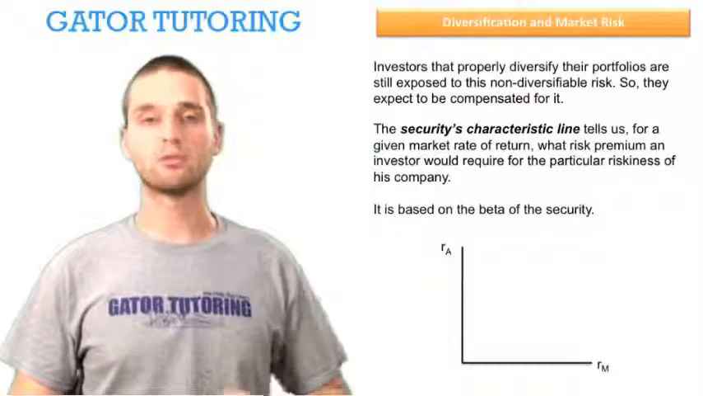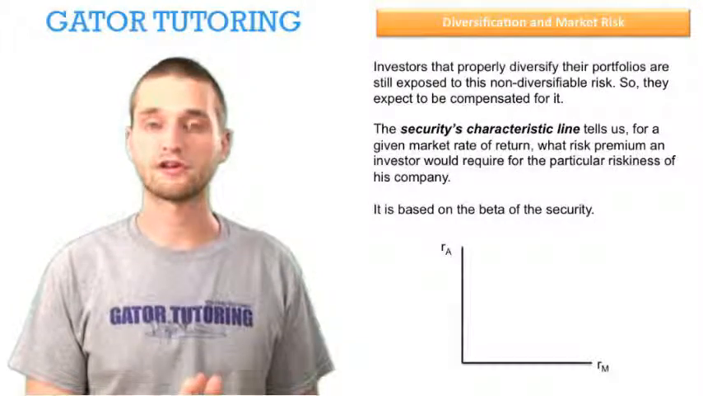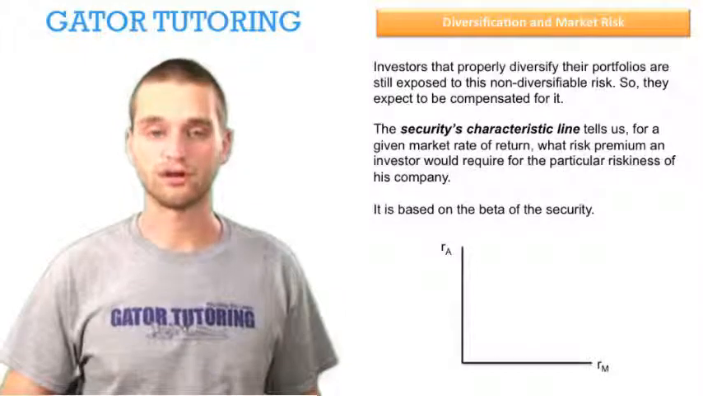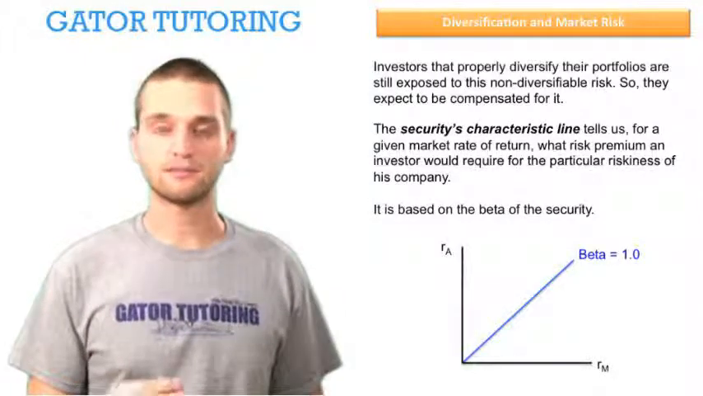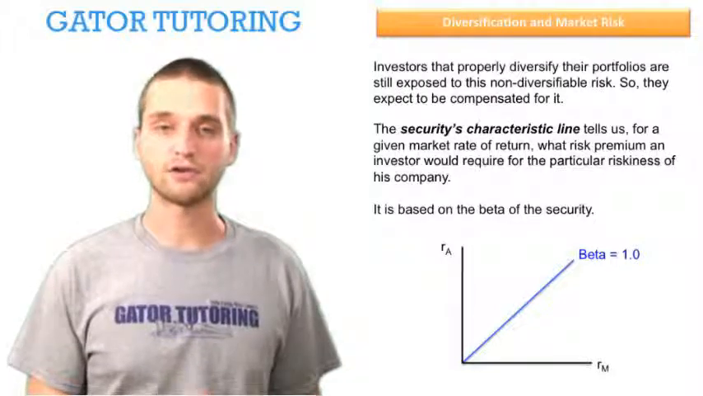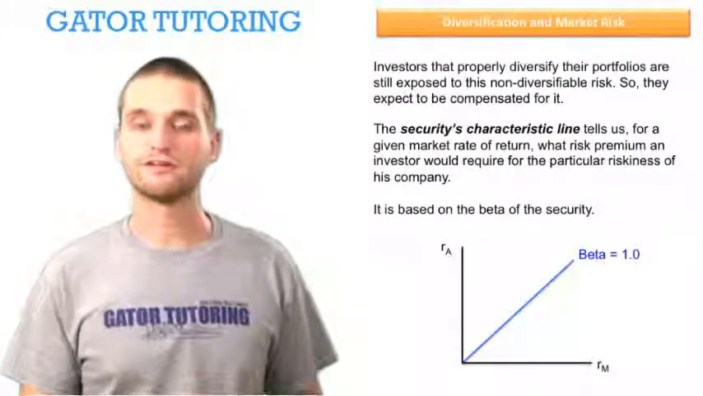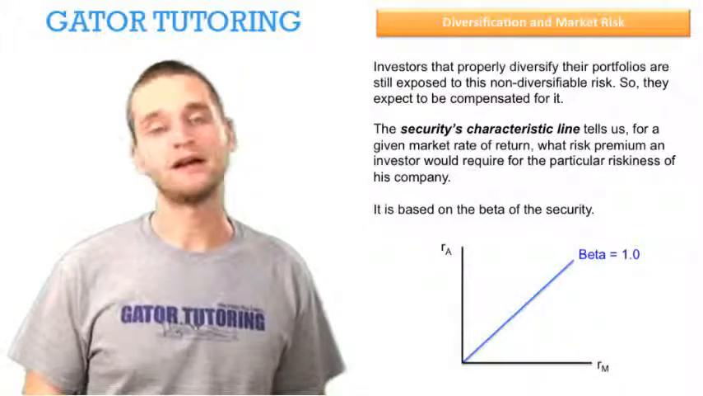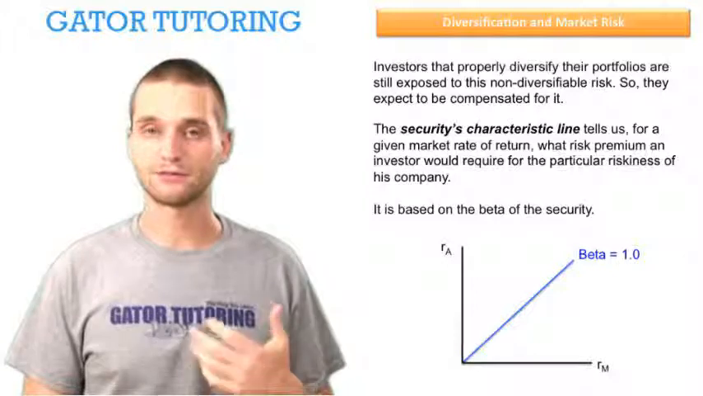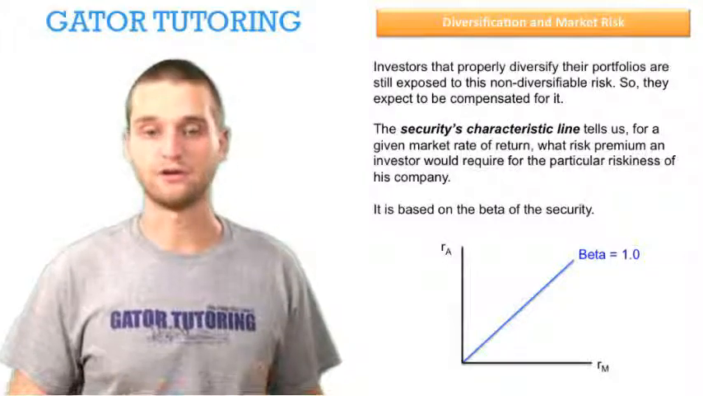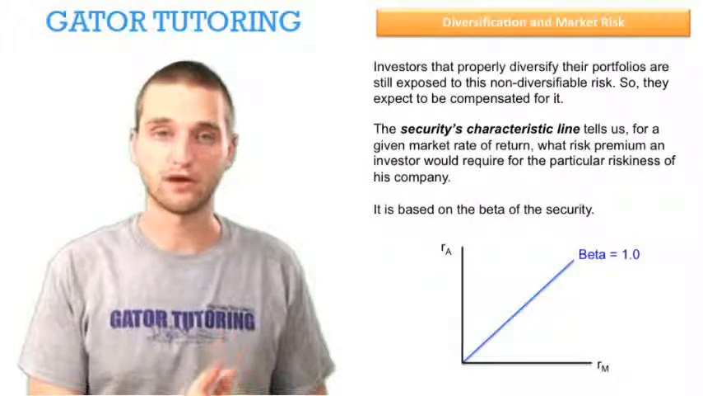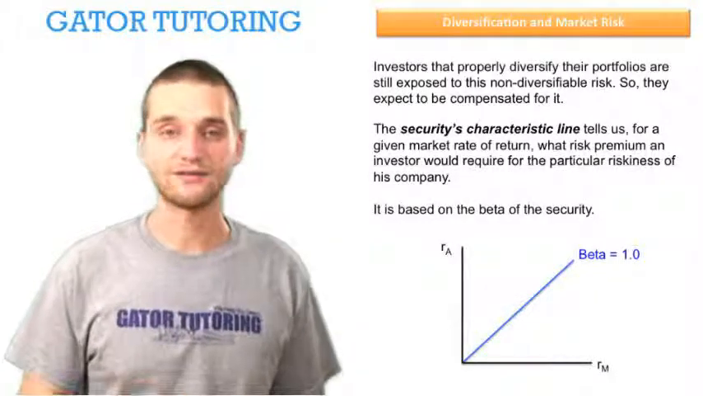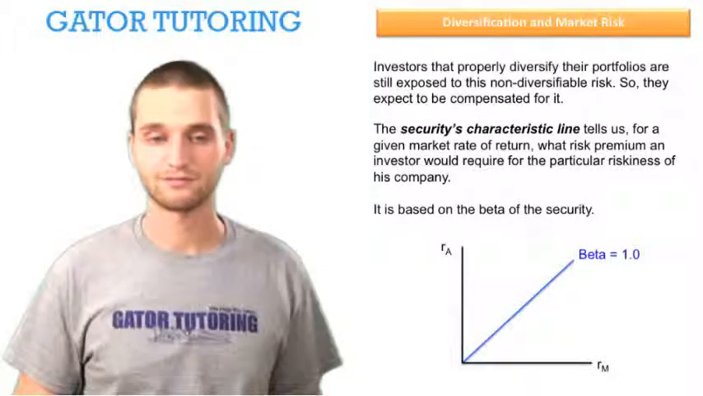So here we see a graph with the required rate of return for security A on the vertical axis and the required rate of return for the market on the horizontal. If the security has a beta of 1.0, we get this 45-degree ray through the origin. And that basically tells us for any rate along the x-axis, any market rate, if you go up to this line and over to the y-axis and find the return on A, you're going to get the same number. And this, again, is because a beta of 1 means that the riskiness of this security is going to be exactly the same as the riskiness of the marketplace.